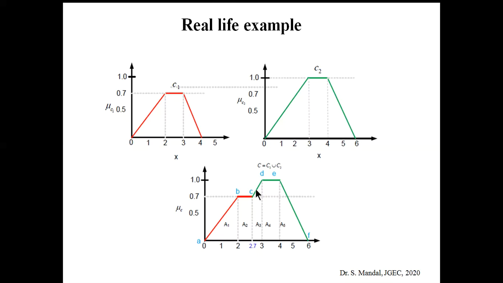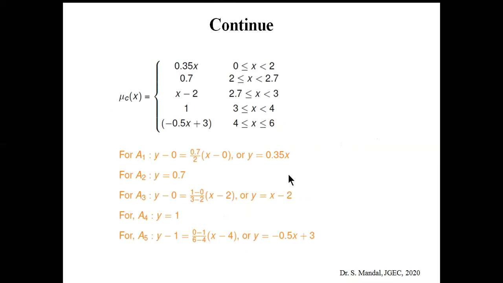So this graph denotes the union of C1 and C2. This is basically the fuzzified output. If you see, this one is the input C1 and C2, and this one will be the fuzzified output, expressed in terms of C1 union C2.